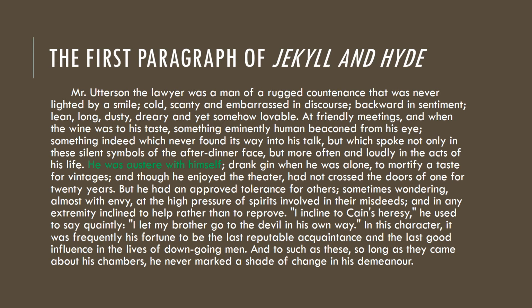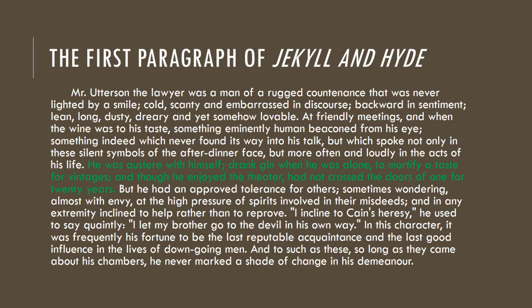If you skip down a few lines, this rather depressing description of Mr. Utterson continues. We're told that he was austere with himself. Austere means strict, so it sounds like he doesn't indulge himself very much. This is confirmed by the phrases following the semicolon. According to the narrator, Mr. Utterson drank gin when he was alone to mortify a taste for vintages, and though he enjoyed the theater, had not crossed the doors of one for 20 years.